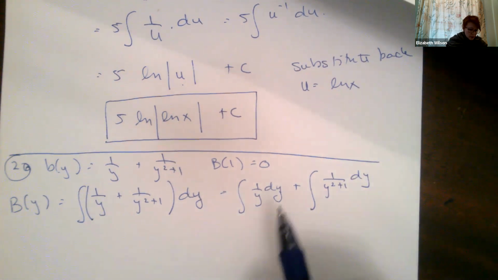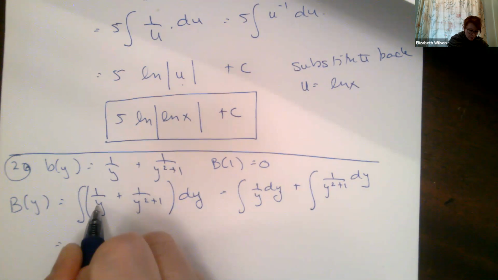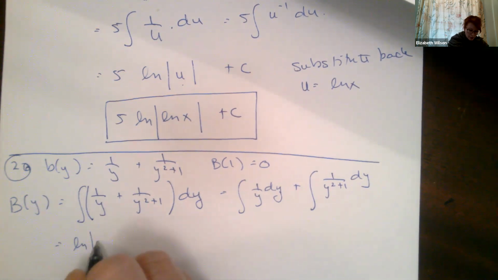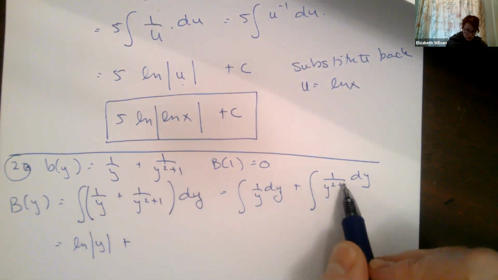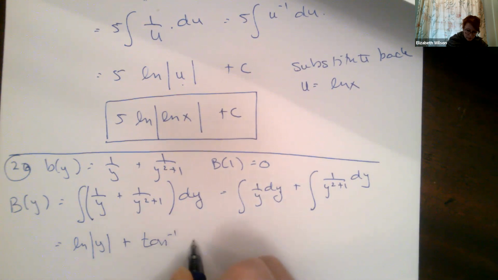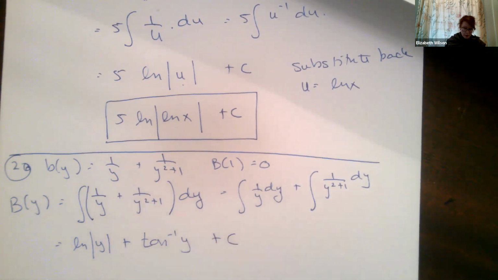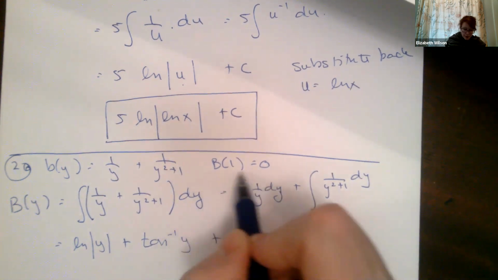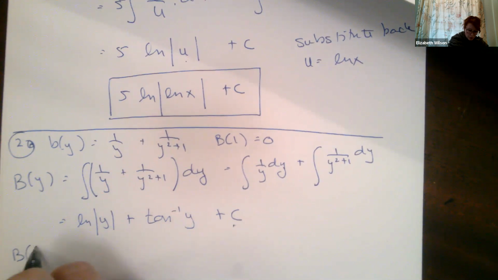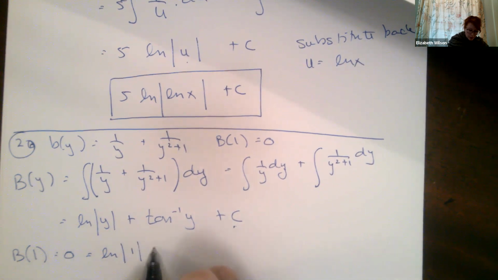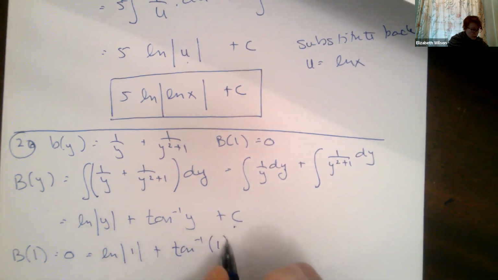Now when I integrate this, 1 over y gives me the natural log of the absolute value of y, plus, recognize this one here, this is our inverse tangent, and then plus c. This is my general solution, and I have an initial value problem, so to get rid of c, I'm going to use B of 1 equals 0. Everywhere I see a y, I'm going to put in a 1: ln 1 plus the inverse tangent of 1 plus c.